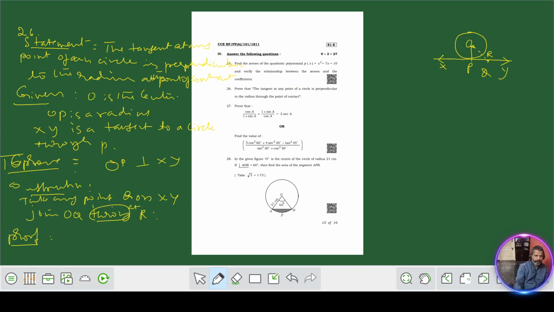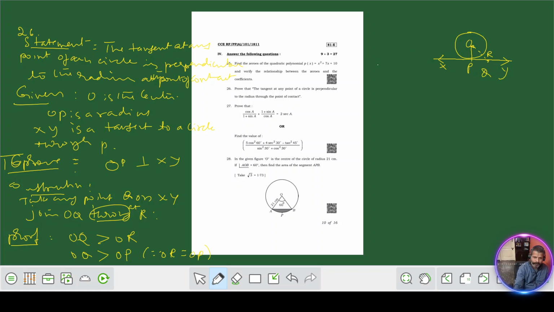From the figure, what we understand here is OQ is greater than OR, right? But OQ, OR and OP are the radii of a circle. Therefore, OQ is also greater than OP because OR is equal to OP, radii of the circle. Other than point P, if you take any point on XY, it happens to be the same. That is, OQ, that line, will be greater than OP.